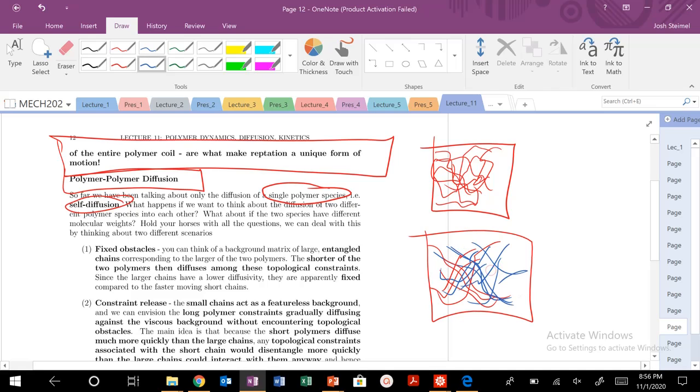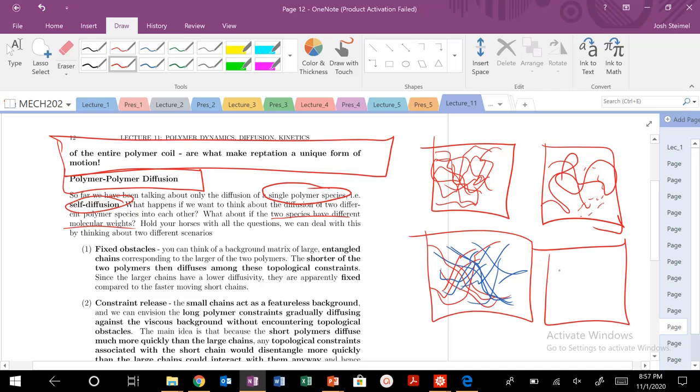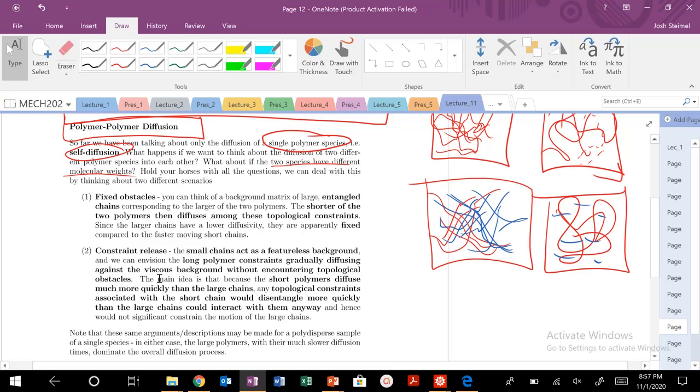A and B? What if we have two species, and what if the two species are different molecular weight? Or actually, let's say we have a scenario here where we have long polymers and then short polymer chains. And what if here we have a long polymer like this, but then short polymers of our other species? Well, hold your horses with all these questions, and let's think about it one step at a time. So we're going to think about it from two different scenarios. So the first, fixed obstacles.